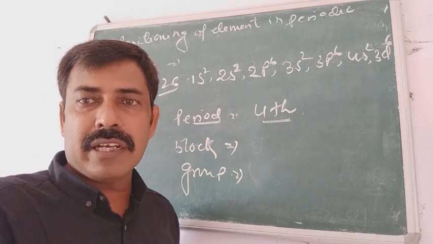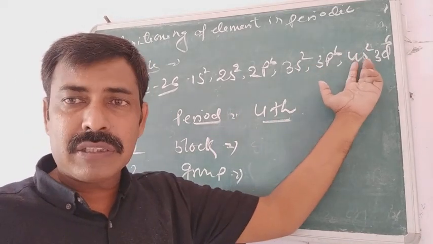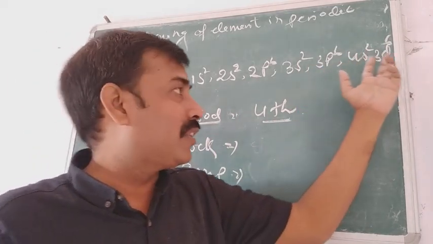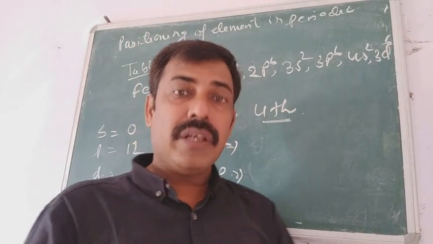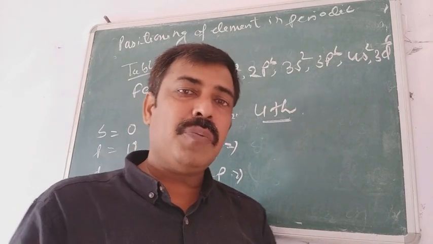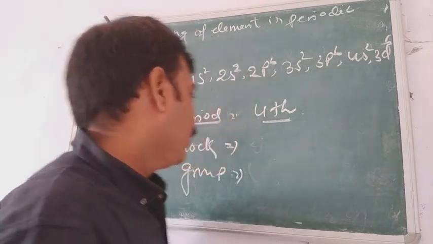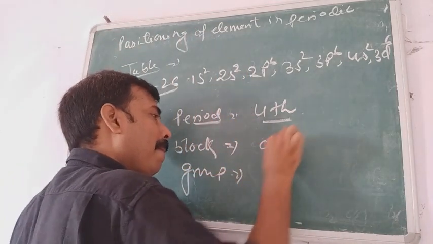But where is the last electron? Where is it, in 4s? Surely not. It is in 3d. That means the last electron is moving in the d subshell, and as it is moving in the d subshell, it will be a d block element.